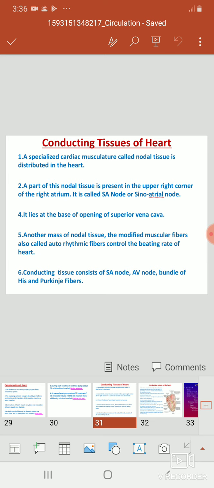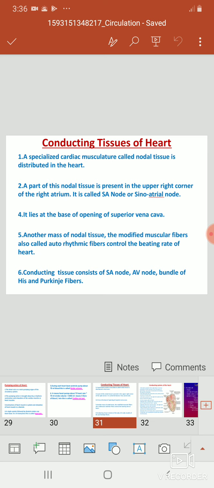Now the conducting tissues of a heart. A specialized cardiac musculature called nodal tissue is distributed in the heart. A part of this nodal tissue is present in the upper right corner of the right atrium. It is called the SA node or sinoatrial node. It lies at the base of the opening of the superior vena cava. The modified muscular fibers, also called autorhythmic fibers, control the rate of the heart.